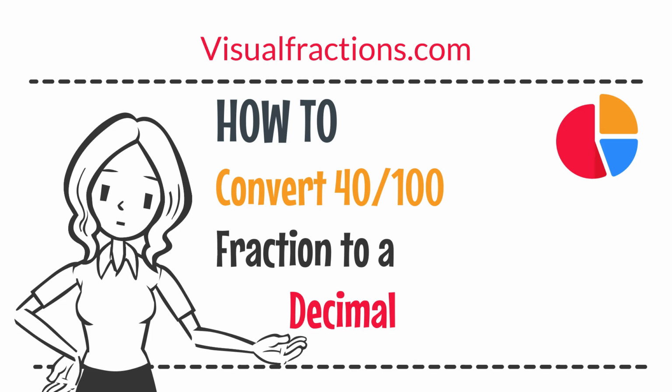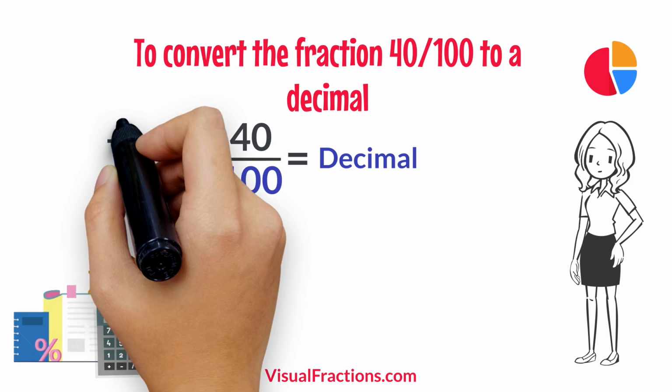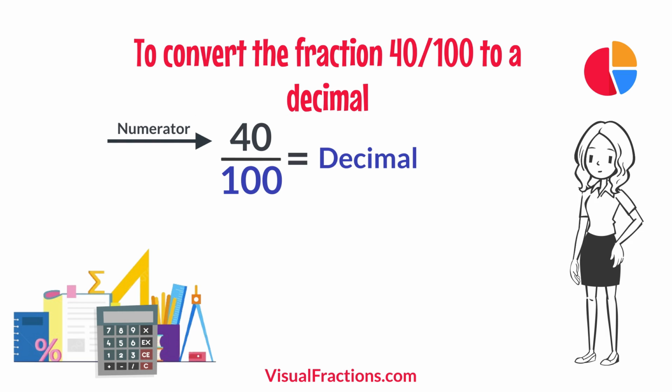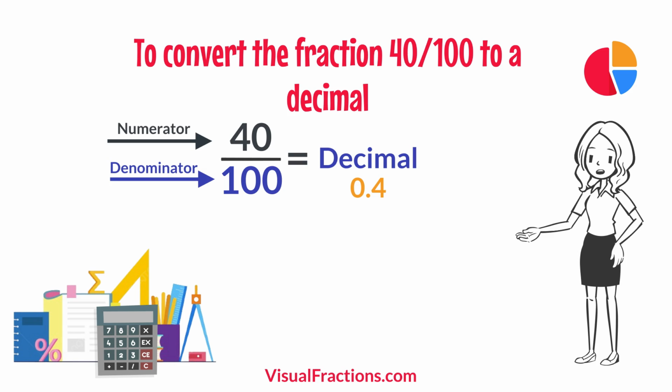Today, we're going to explore how to convert the fraction 40/100ths to a decimal. To convert the fraction 40/100ths to a decimal, all we need to do is divide the numerator, the top number, by the denominator, the bottom number. So, we simply divide 40 by 100. The answer we get is 0.4.